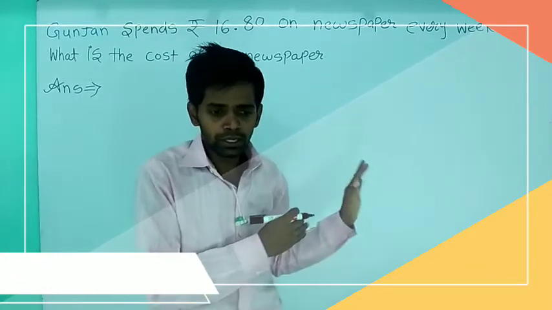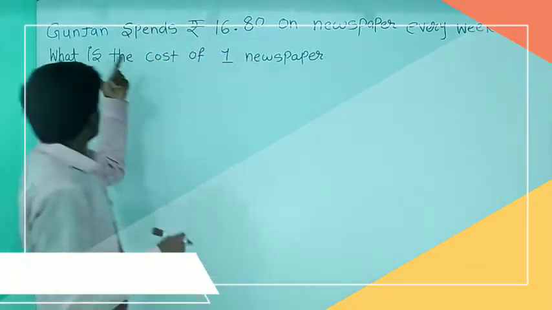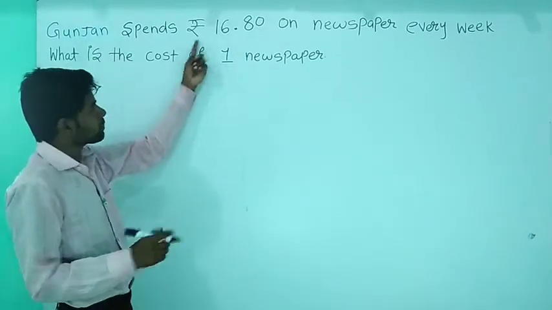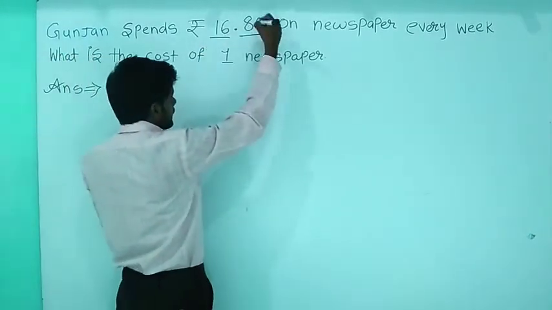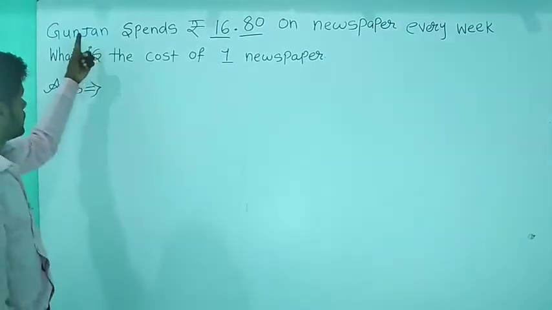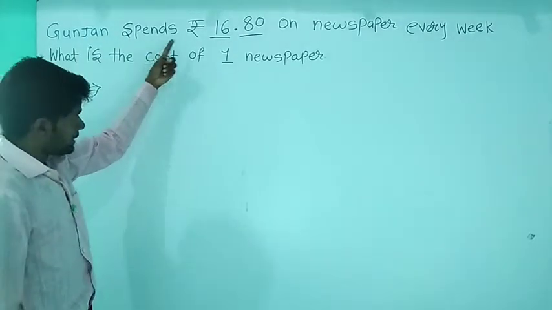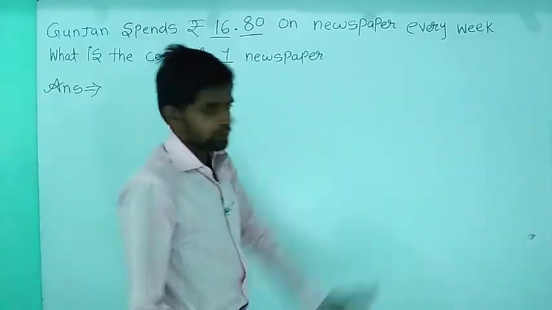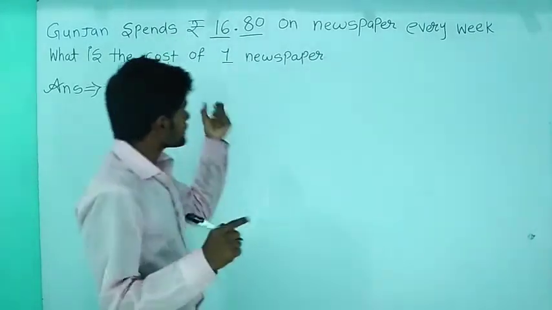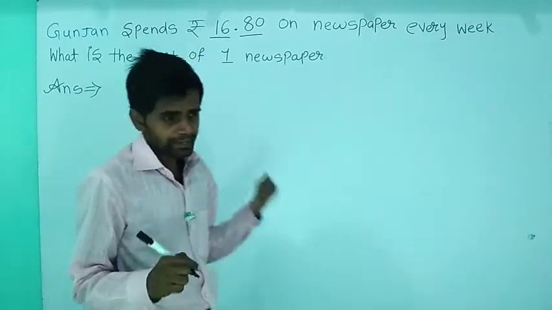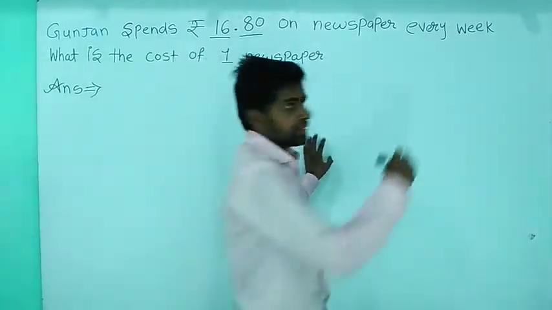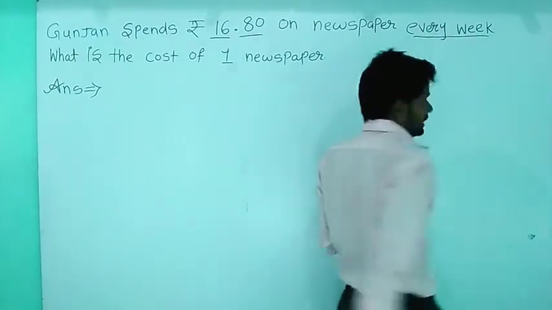So let's solve question number 3, and that is: Gunjan spent rupees 16.80. That means 16 rupees and 80 paise. Listen carefully. Gunjan spends 16 rupees and 80 paise on newspaper. How much money is being spent on the newspaper? 16 rupees and 80 paise. Okay, this is the amount which is spent every week.